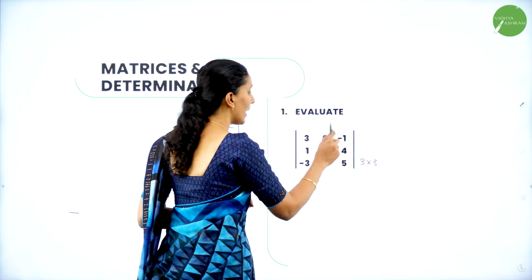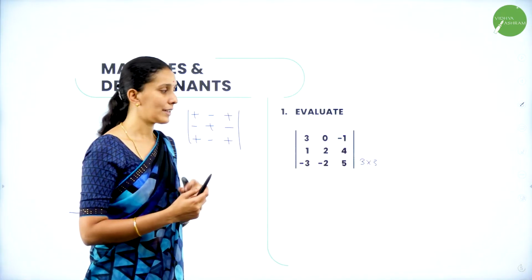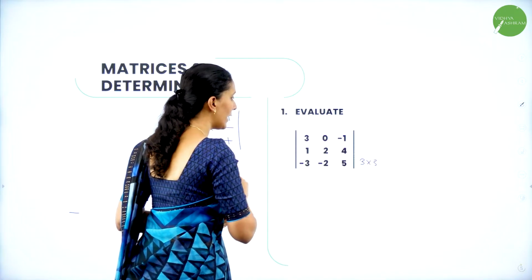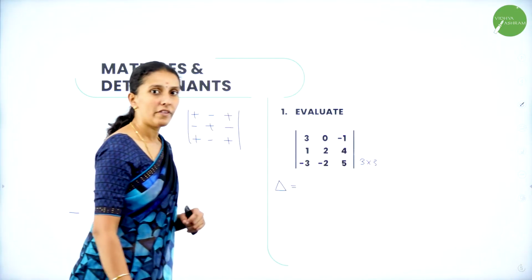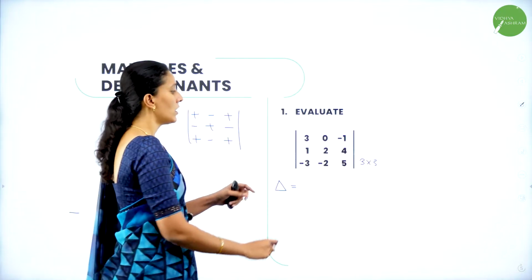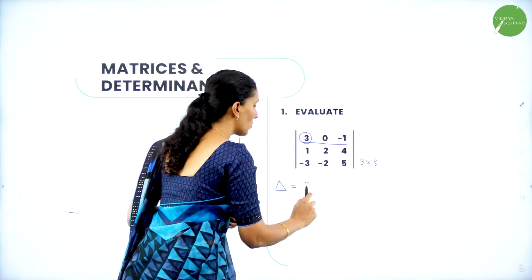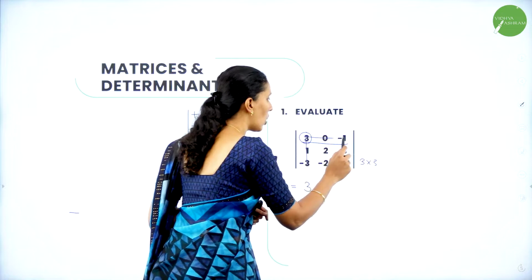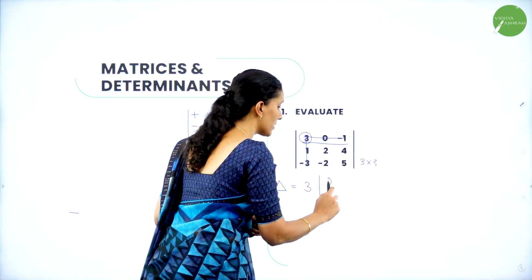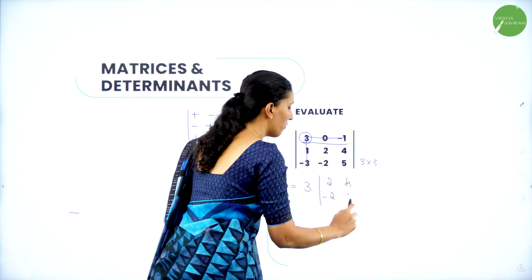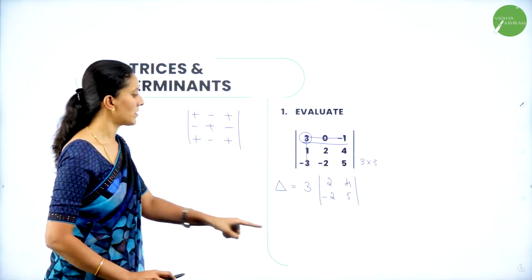We will consider any one row or any one column and multiply using the cofactors. The determinant value is also symbolized by delta. So how do I calculate the determinant? Here I am using the first row. First I will take 3. So, 3 into, leave the row and column of 3. Write only the remaining elements in the form of a determinant: 2, minus 2, 4, 5. If you are taking the first row, then the signs should be plus, minus, plus. So here it is plus.